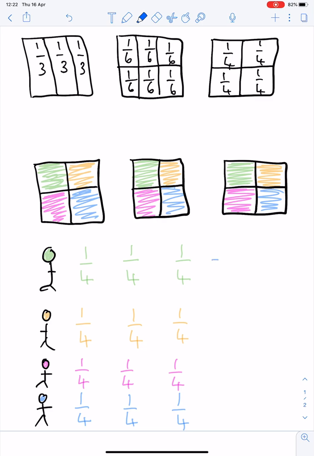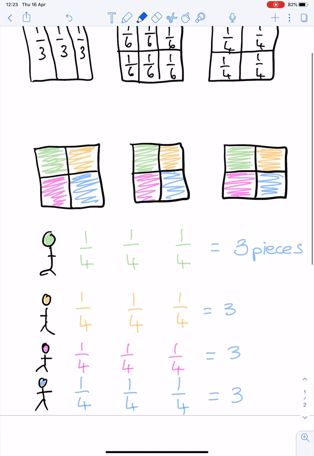This child has 3 pieces. This child has 3 pieces. This child has 3 pieces. And that child has 3 pieces. Now, the rest of the questions in exercise 63.1 are asking you to share sandwiches between different numbers of children. I would suggest that you do them in a similar way that I did, using colour to help you.